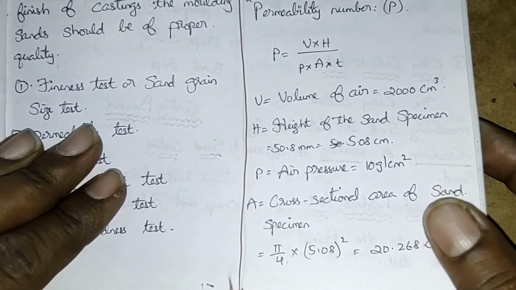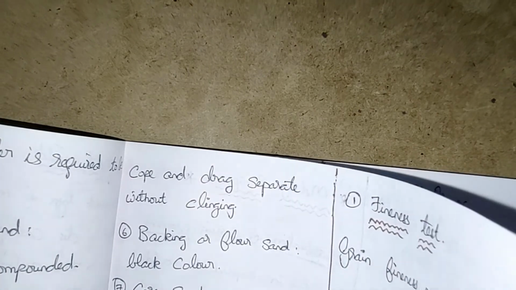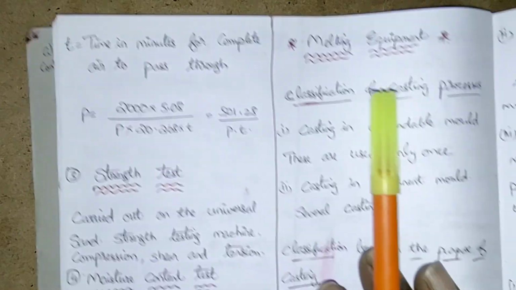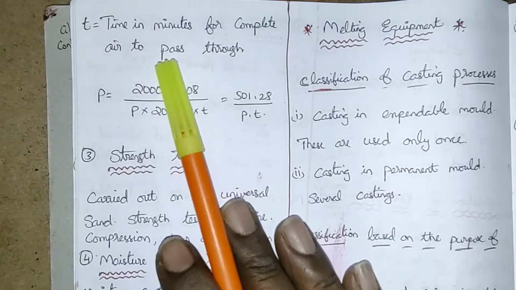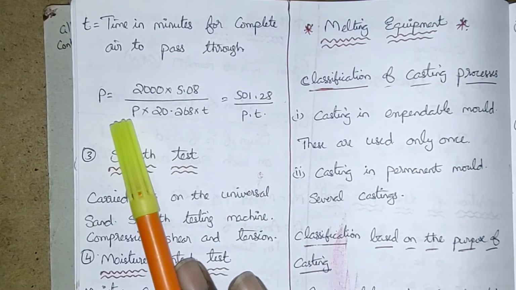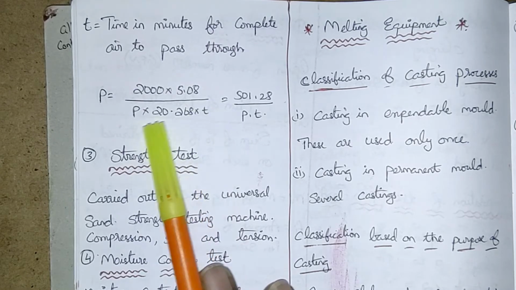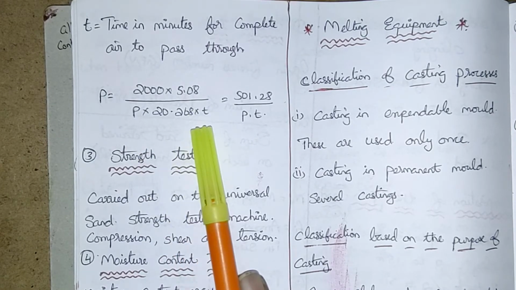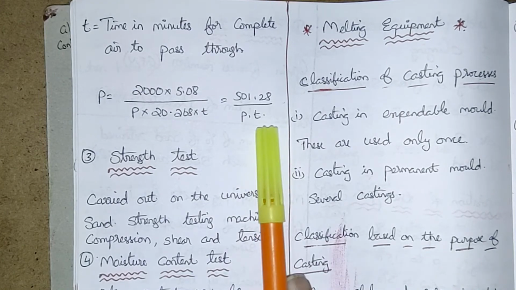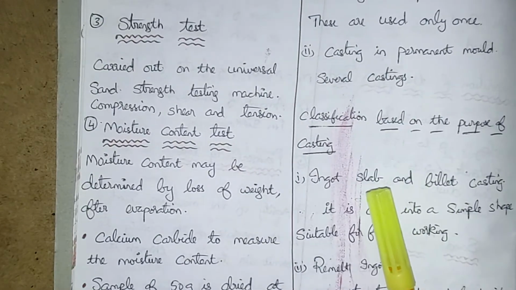If you get a question regarding this sand test, all these things you have to write, then only you will get good marks. T is the time in minutes for the complete air to pass. So P is 2000 into 5.08 divided by p into 20.268 into T, that is equal to 501.28 divided by p into T.